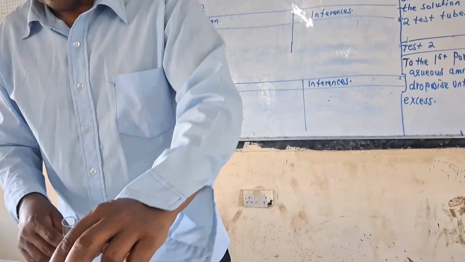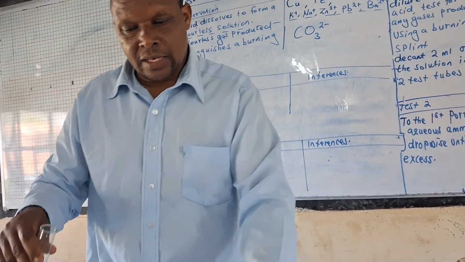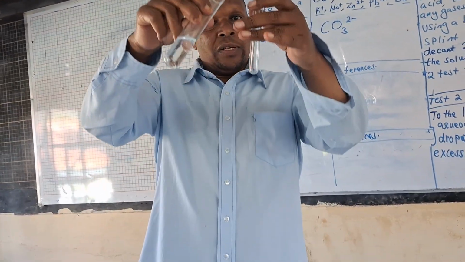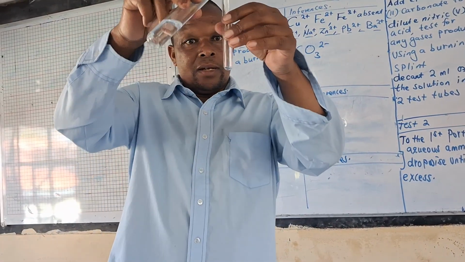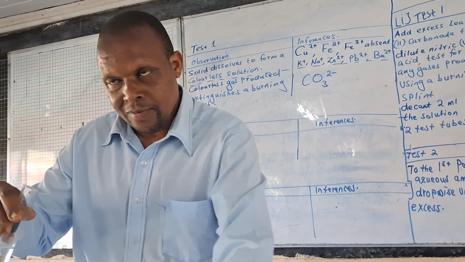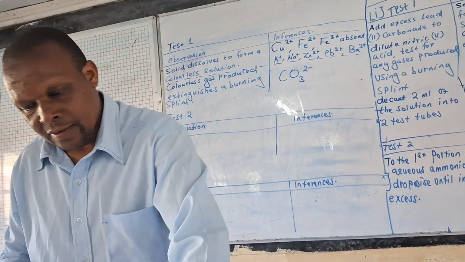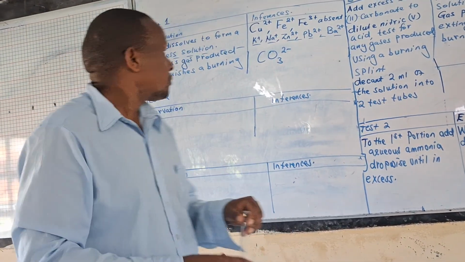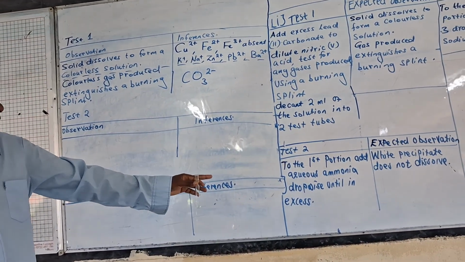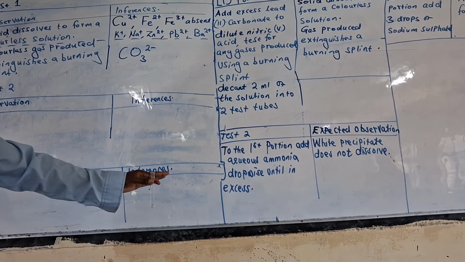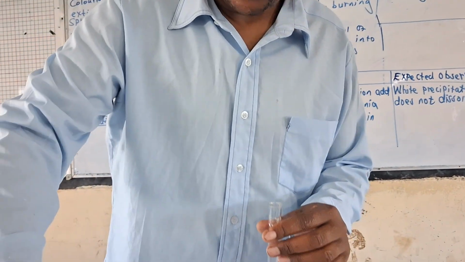So we place this one here, then another one. This one is not very clean, so we leave this one aside because it will interfere with our observations. Look at this one again, not clean. This one, not very clean. So we are going to carry out the first test, this is test 2. To the first portion, add aqueous ammonia dropwise until in excess. So we go to where we have aqueous ammonia, which is this one.